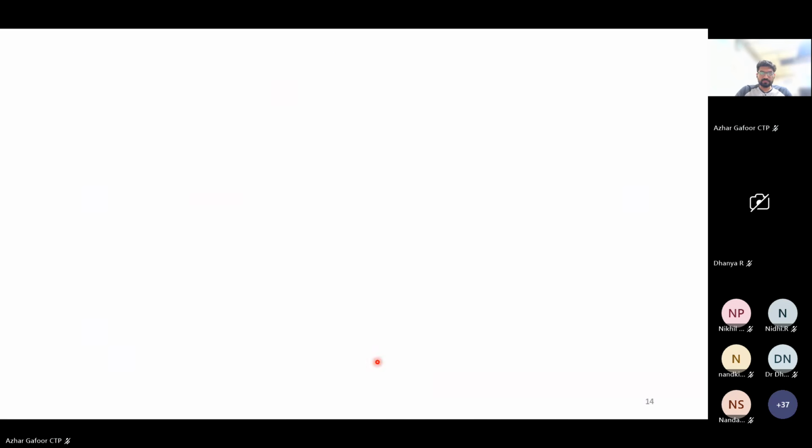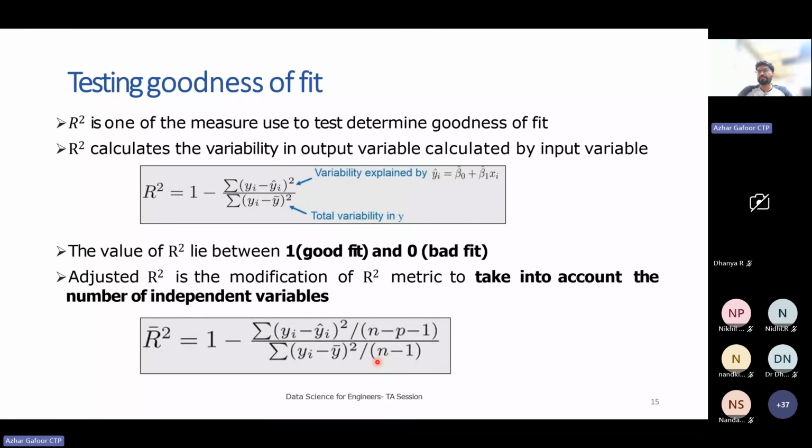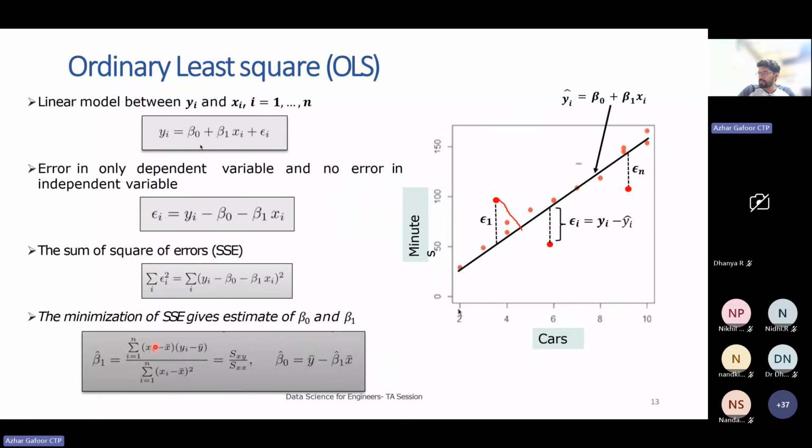So how do we arrive at that equation? It's just a simple calculation. What we need to do is minimize this result. First we take the partial derivative of this equation with respect to beta naught, then with respect to beta 1. So we will get two equations. On solving those two equations, we finally end up with the result. We end up with these two equations.